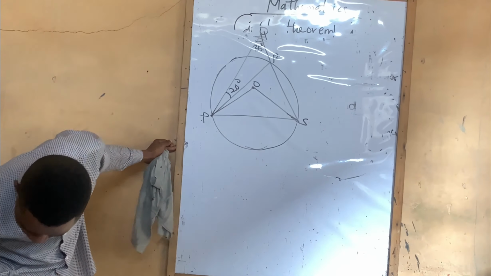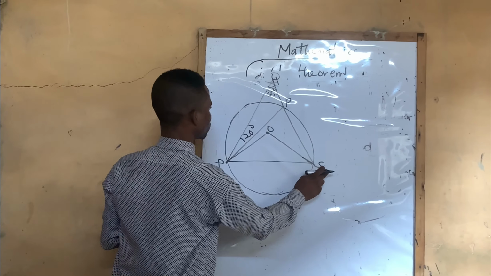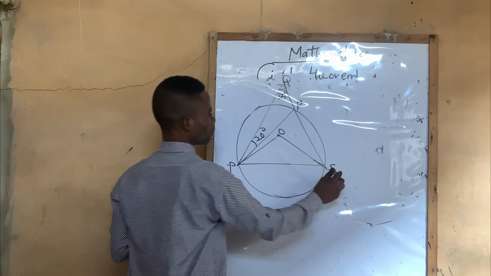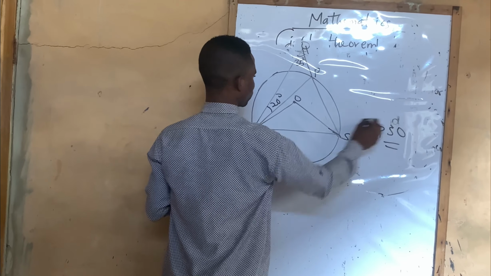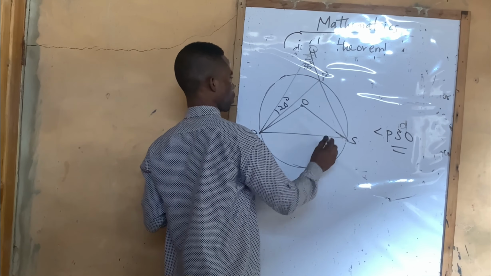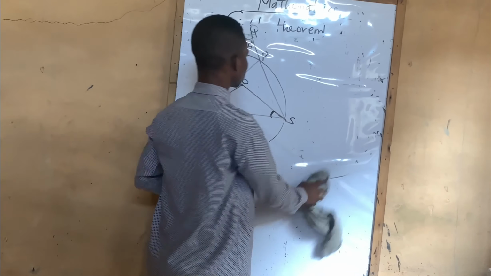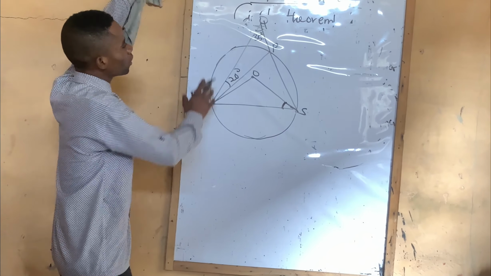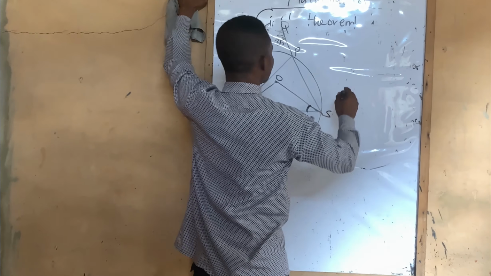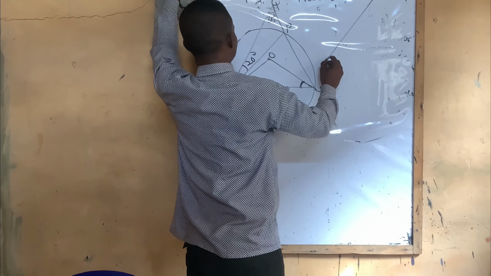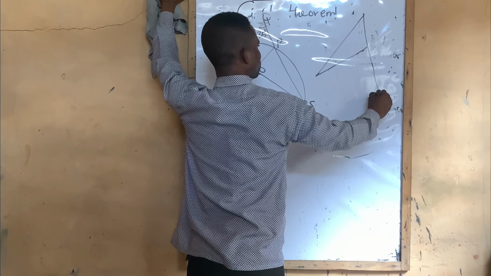Now, what are they supposed to find? They say find angle PSO. That means you are looking for this, you are looking for PSO. Now, while you are solving this, if you look at this diagram very well and pinpoint this one, you will notice we have something like this inside this diagram. We have something like this.